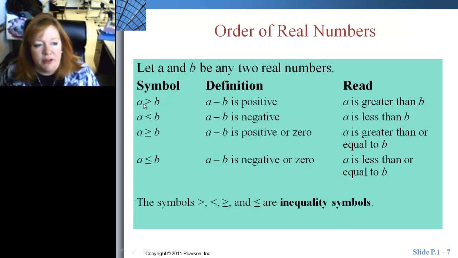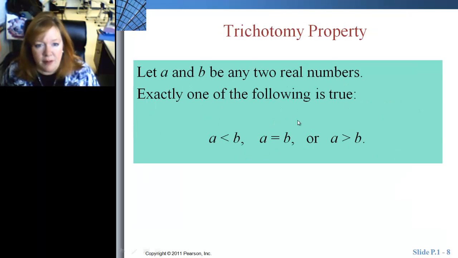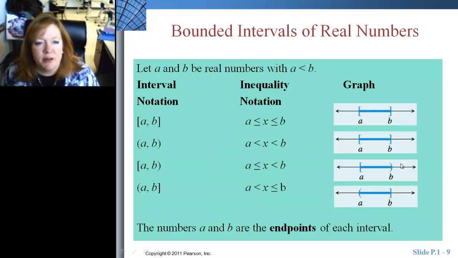Ordering real numbers, you can say it's greater than, less than, greater than or equal to, less than or equal to. You should be aware of what that is. And the trichotomy property says either a number is less than, equal to, or greater than another number.